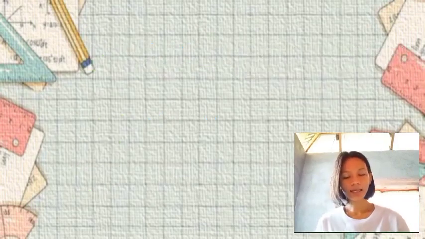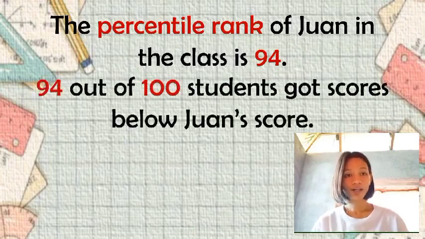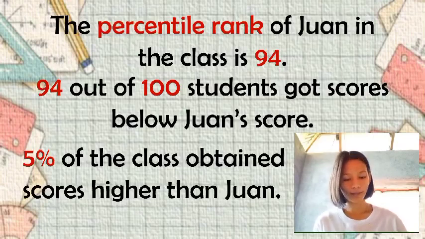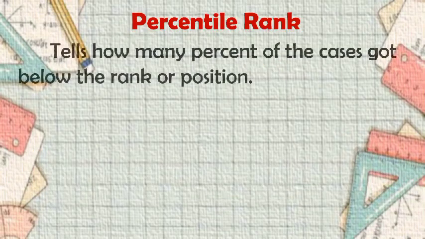Then we can say that the percentile rank of Juan in the class is 94, which also implies that 94 out of 100 students got scores below his score. Mas mababa pa sa nakuha ni Juan. And the 5% of the class ay nakakuha naman ng mas mataas pa kay Juan. So, the percentile rank tells how many percent of the cases got below the rank or position.